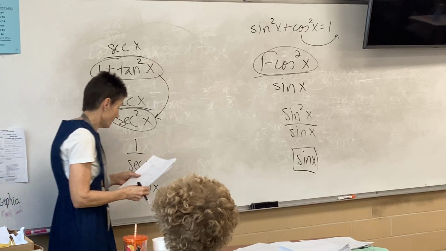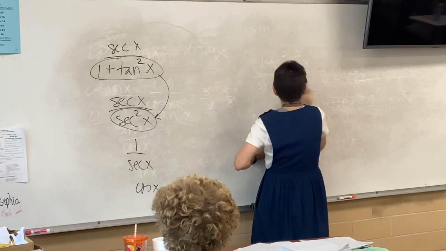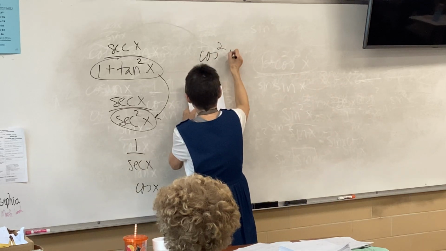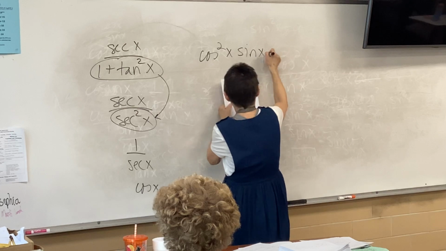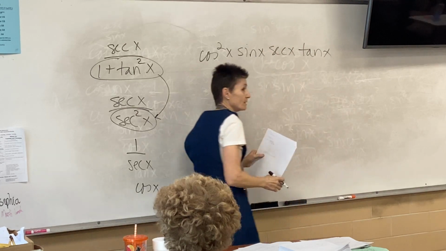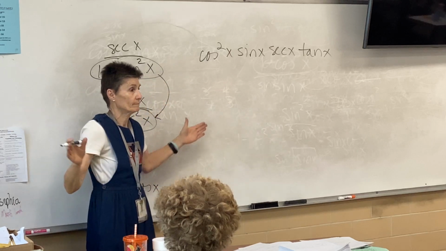All right, number 2. You've got cosine squared, sine, secant, and tan. All right, what do you want to do with this? It's all multiplied.